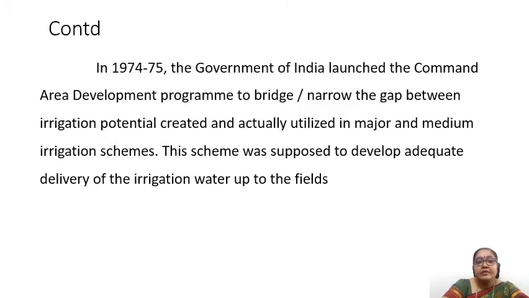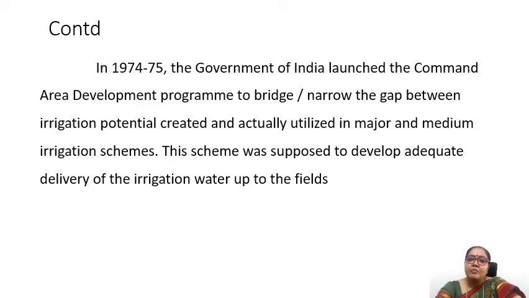So in 1974-75, the government of India launched this command area development program. So basically, till then we didn't have any specific programs for this command area. So from 1974-75 onwards, we have this program started by Government of India. And this program was mainly to bridge or narrow the gap between irrigational potentials created and actually utilized in major and medium irrigation schemes. So this scheme was supposed to develop adequate delivery of the irrigation water up to the fields.